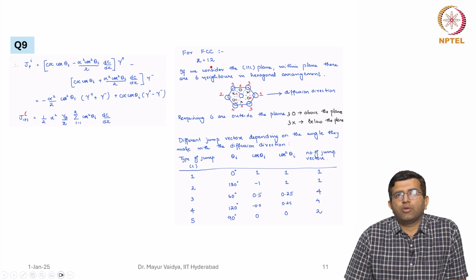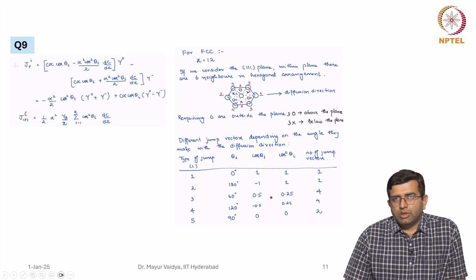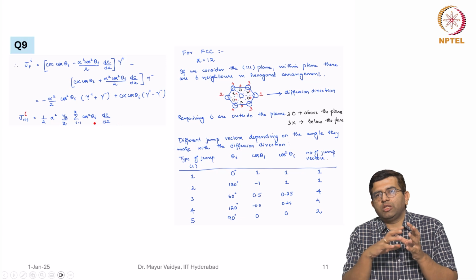So, therefore, if we consider 1-1-1 plane for example, within the plane there are 6 neighbors in hexagonal arrangement. So, you can see that there are 6 neighbors, and then there are 3 on the top and 3 on the bottom. So, outside the plane, above and below. So, the jump factors, basically cos square theta i is nothing but the angle between the different jump factors.